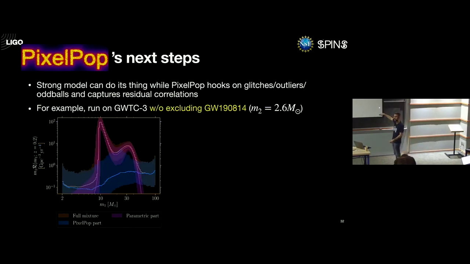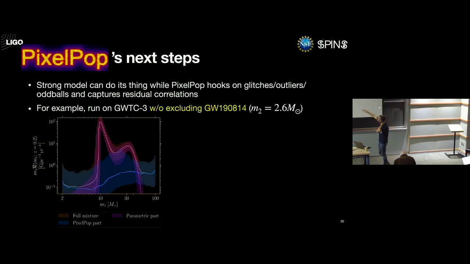This is the merger rate as a function of M1. I have here 3 sets of curves. The pink is the parametric, it's basically the LVK power law peak. The blue is the Pixel Pop contribution, and then the overall thing. Not very impressive. The rate increases a bit here.